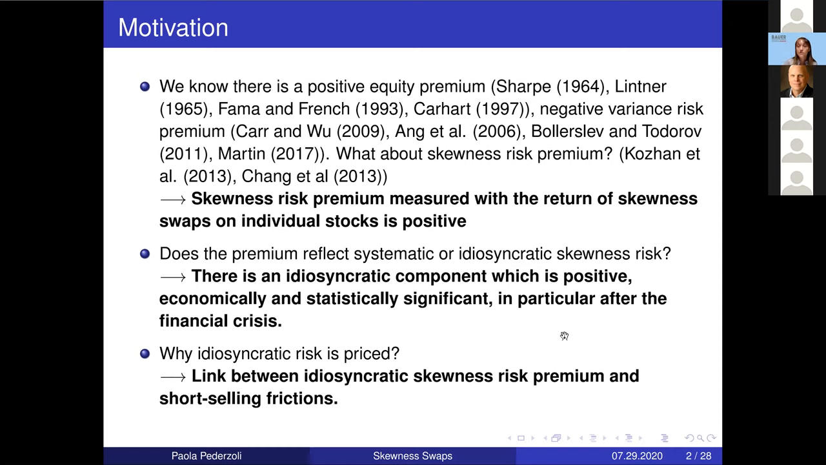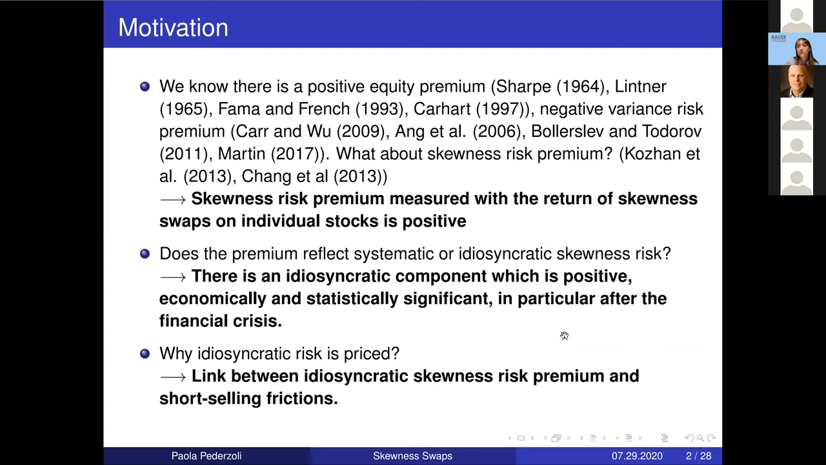So the first methodology studies the risk neutral variance and compares it to the realized variance. And this is the methodology, for example, of the variance swap of Carr and Wu, or also the methodology of Bollerslev or Martin. And what this literature finds is that the risk neutral variance is higher than the realized variance. So the variance risk premium, which is P variance minus Q variance, is negative.